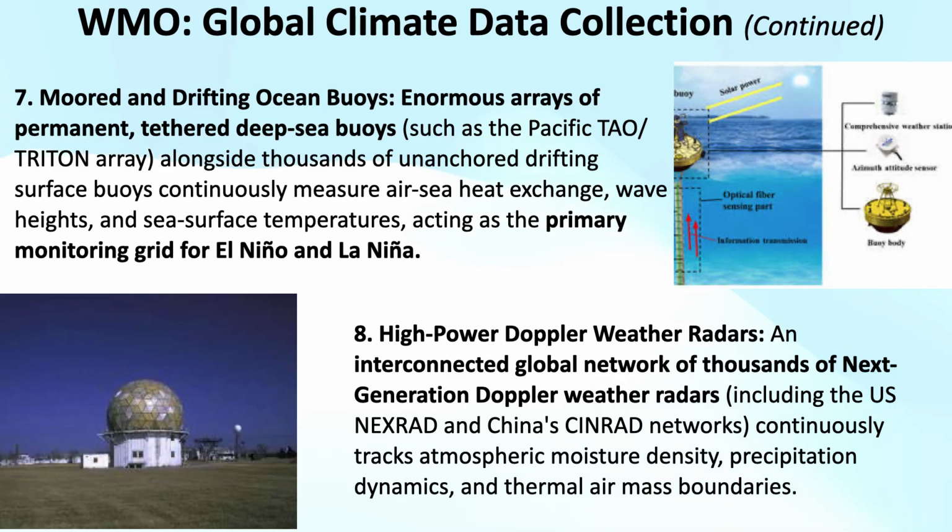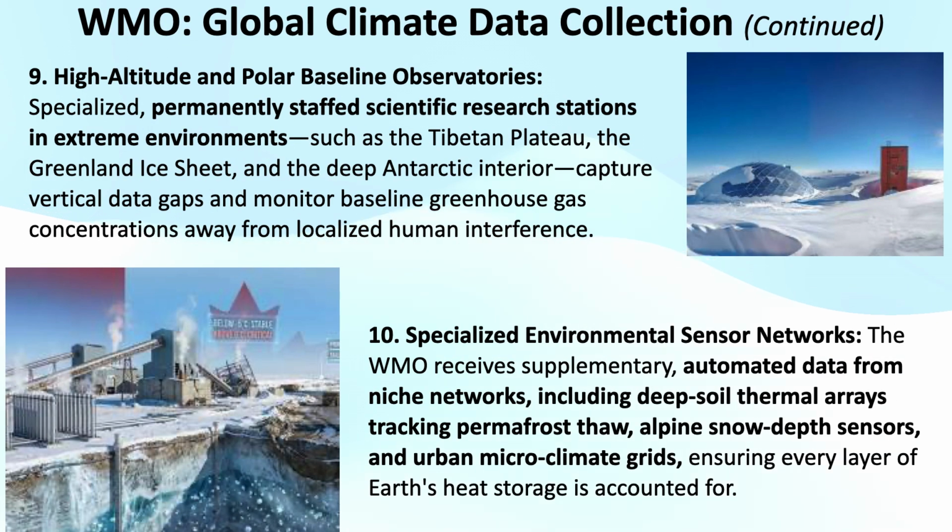And then you have radar stations around the globe that transmit information basically about every 4 to 6 minutes. Then on top of that, you have some high altitude and polar baseline observatories. These are permanent structures that are created to exist in extreme environments like the Tibetan Plateau, the Greenland ice sheet, the deep Antarctic interior. And they capture all kinds of important information like baseline greenhouse gas concentrations and other things.